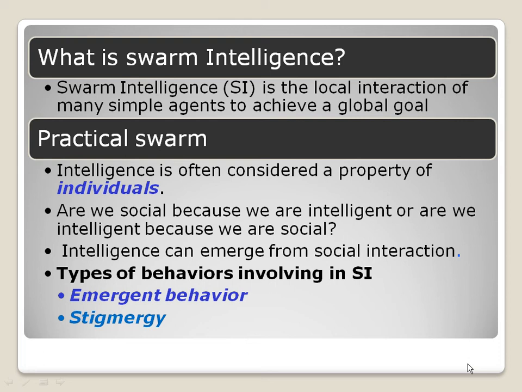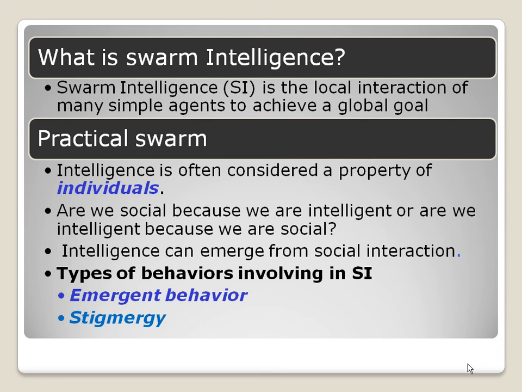Okay, then let us focus on our main topic, swarm intelligence. What is swarm intelligence? Swarm intelligence is a local interaction of many simple agents to achieve a global goal. Simply, dumb parts properly connected into a swarm yield smart results. That is what swarm intelligence is all about.